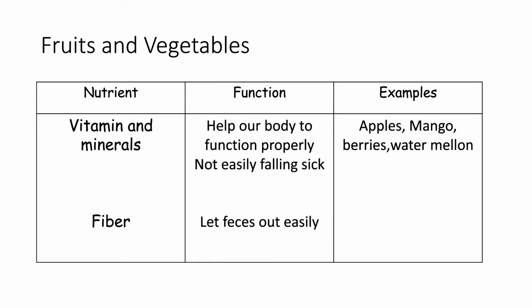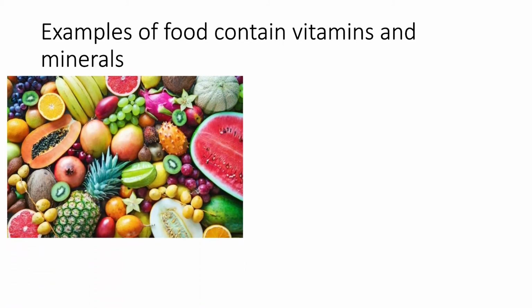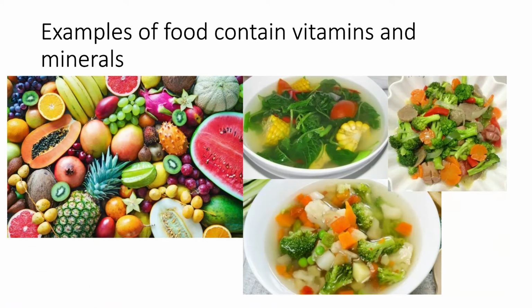The third and the fourth group, it is the fruit and vegetables. Fruit and vegetables mostly contain vitamins and minerals. They also contain fiber. What is the function? For vitamin and minerals, it helps our body to function properly, and then also help us to not easily fall sick. Jadi gak gampang sakit, okay? And as for fiber, it let the feces out easily. So when you are constipated atau susah buat buang air besar, teman-teman, berarti kurang makan fruit and vegetables. You must have your own fruit and vegetables at home, right? And you have your own favorites. Here are some examples of fruit and vegetables. There are spinach soup and mixed vegetables.